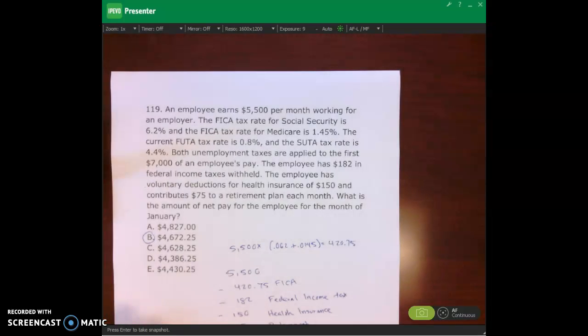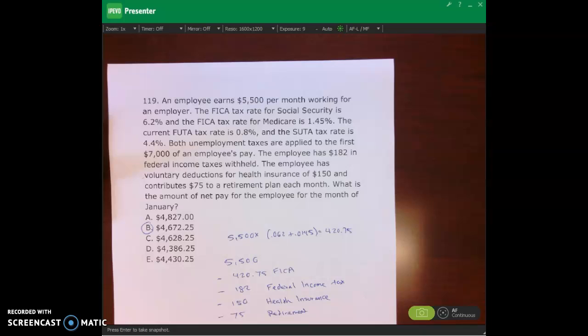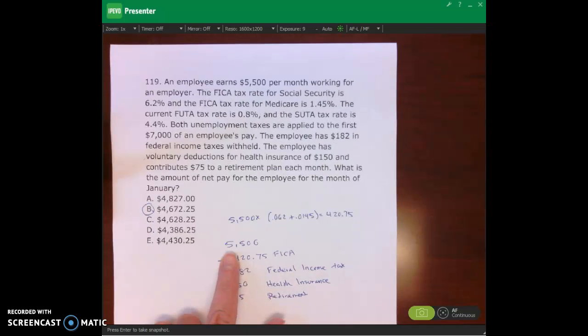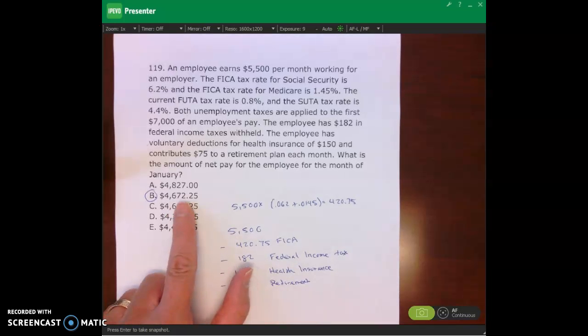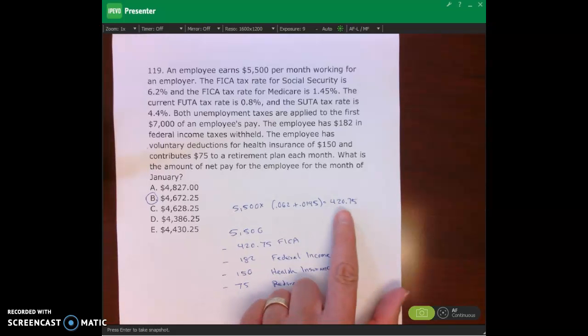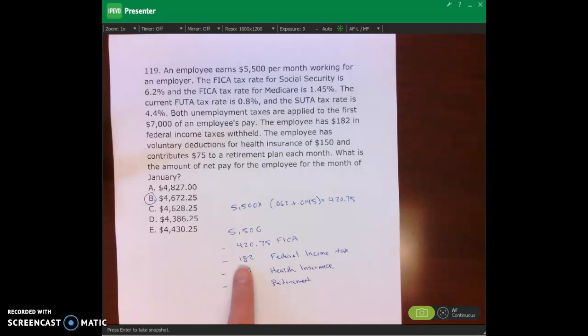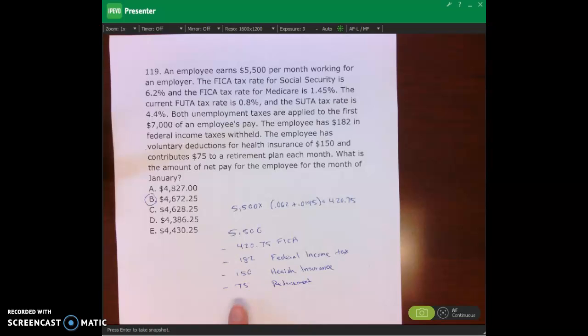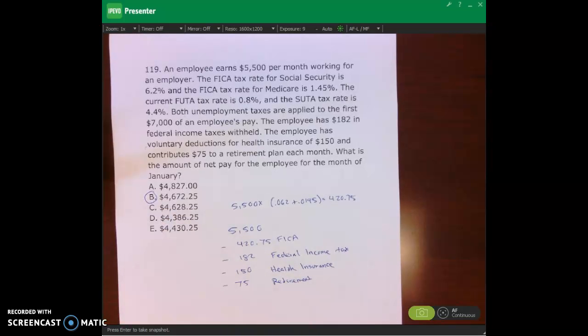Let's look at number 119. So, an employee earns $5,500 per month working for an employer. FICA is 6.2. FICA Medicare is 1.45. Federal unemployment taxes 0.8%. State unemployment 4.4. Unemployment taxes are applied to the first $7,000. The company has $182 in federal income taxes, and then $150 for health insurance and $75 for retirement. What's the net pay? Well, we take our gross pay, $5,500, okay, and this net pay is their take-home pay, minus FICA, because the employee pays FICA, 0.062, 0.0145 gives us the 420 for Social Security and Medicare. And then the employee also pays federal income tax, they pay the health insurance, and then they also pay their retirement. B is the right answer here for number 119.